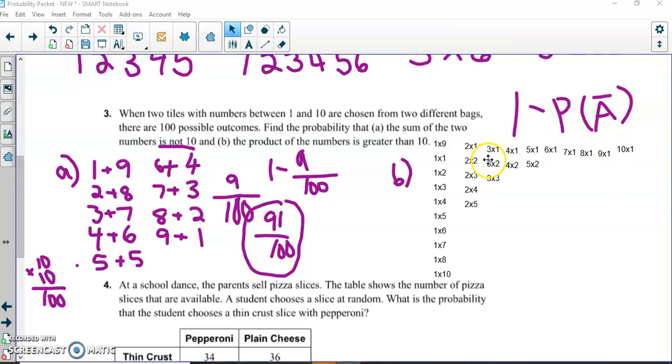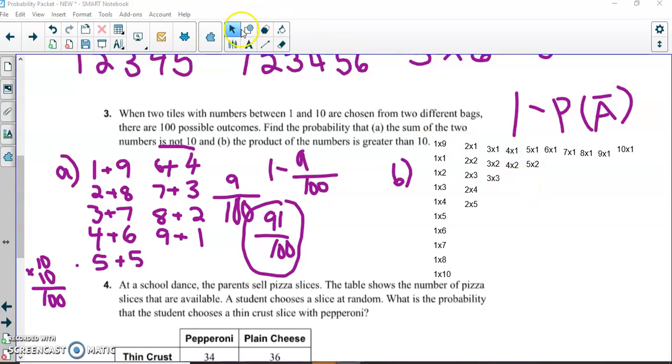Okay, so here's all your possibilities. Go ahead and take a look at that. Pause the video if you'd like. When you count them all up, there's 27. Okay, so there's 27 ways that we can get a product of 10 or less.